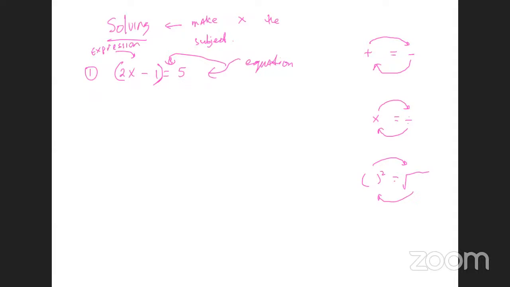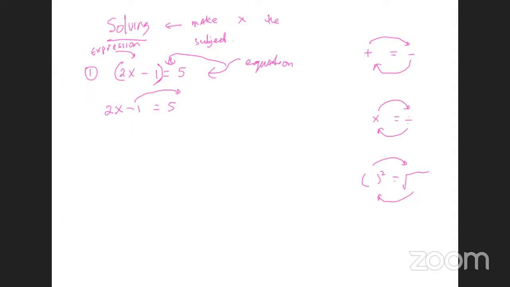But when it equals a numerical value, then it becomes an equation. Okay, so how do we solve that? Well, in order for us to solve it, we need to get x by itself, right? So right now we have 2x minus 1 is equal to 5. So to get x by itself, we're going to move the minus 1 first. Then we're going to move the 2 across, right?